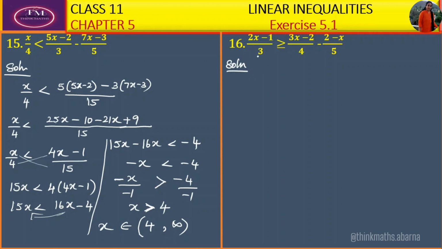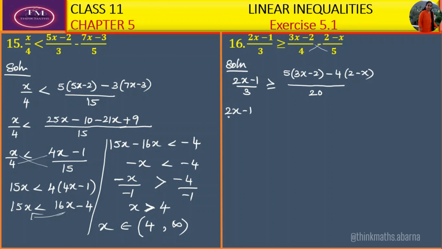We have, there is no calculation simplification on the left side. So let us write as such: (2x - 1)/3 greater than or equal to, here we have two terms. So take the LCM, 4 into 5, it is 20. So now cross multiply this: 5 into (3x - 2) minus 4 into (2 - x).